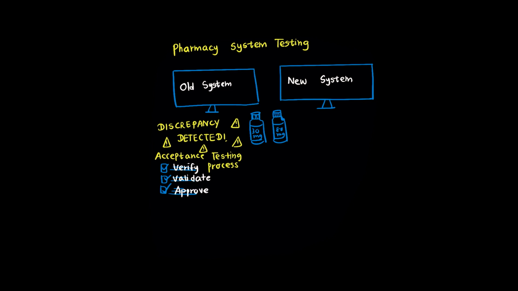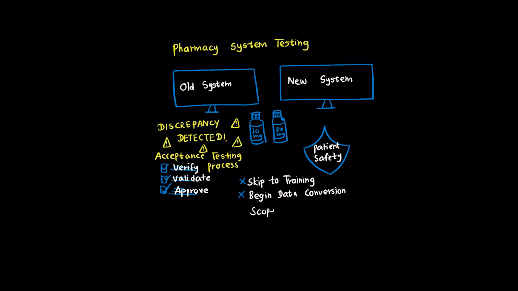Skipping to training with unresolved issues means teaching incorrect processes. Starting data conversion propagates errors permanently into the new system. Scope creep isn't even a testing phase, it's uncontrolled project expansion. The key is ensuring the new system produces accurate results before trusting it with real patient medications.